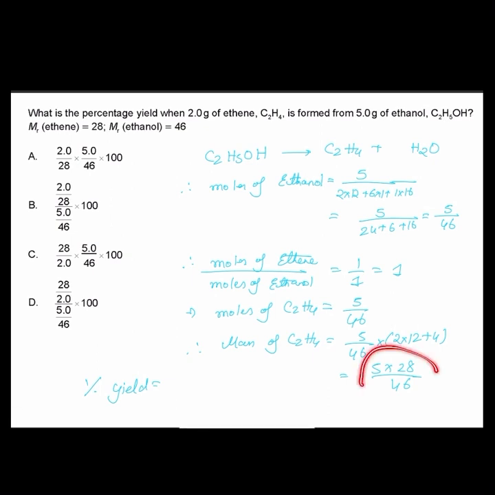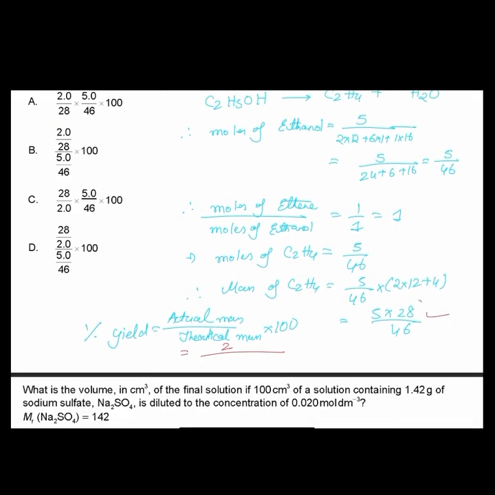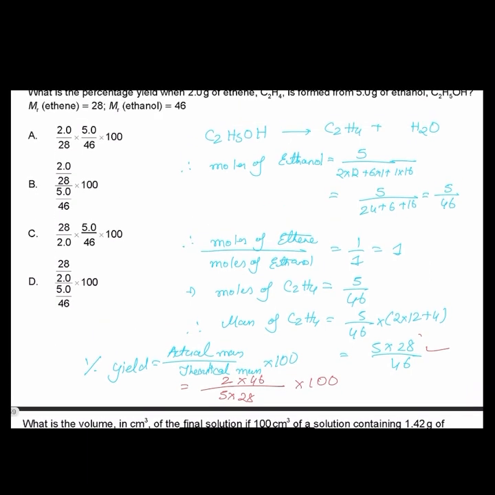See, by calculation we found that this much ethene should have been produced, but in reality only 2 grams is produced. So that will be the actual mass divided by theoretical mass times 100. In this case, your actual mass would be 2, because that's the mass that has been formed, and the calculated mass will be 5 times 28 divided by 46. So 46 you can take to the top and multiply it with 100. So the answer would be 2 times 46 times 100 divided by 5 times 28.